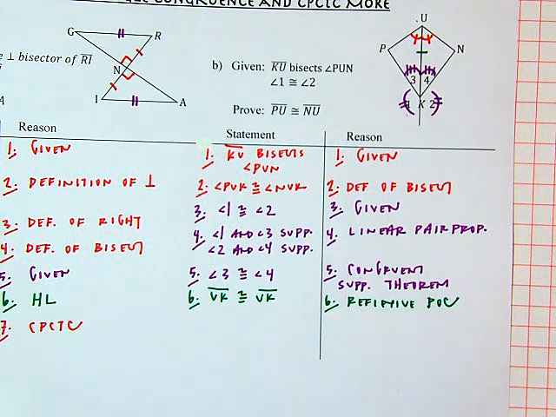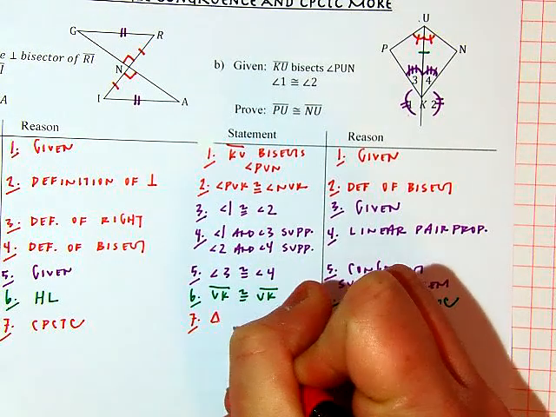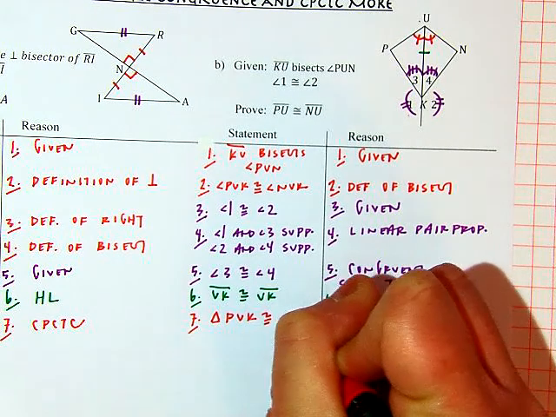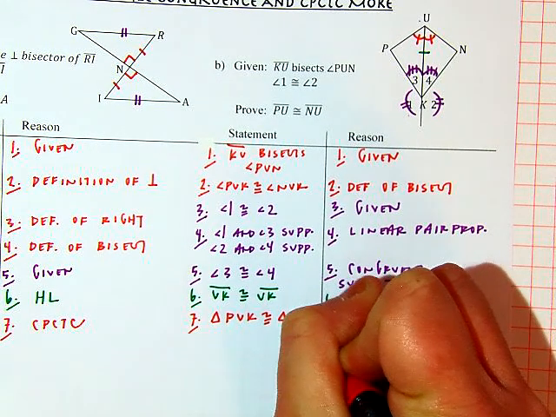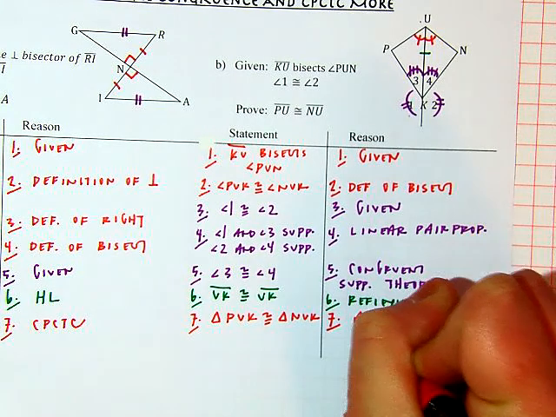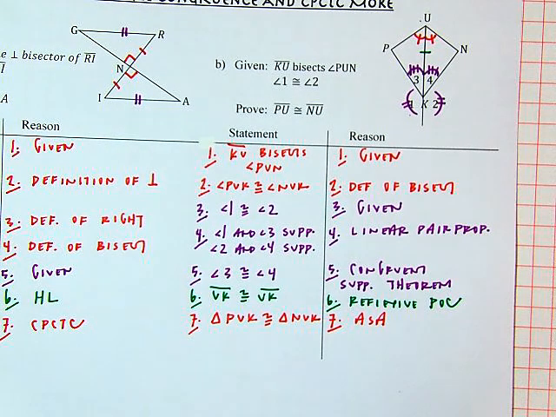So now that I'm here, I have two pairs of angles and one pair of sides. They are included. So I can reach the conclusion that my triangles have to be congruent. So triangle PUK would be congruent to triangle NUK. I have angle, side, angle. Okay, so now I've linked up my two triangles. I've shown how they have to be congruent.